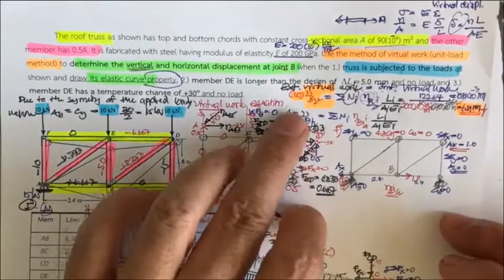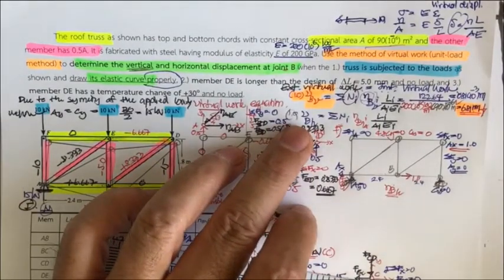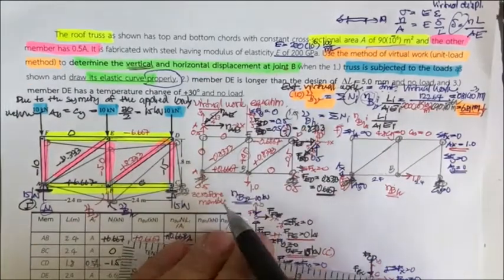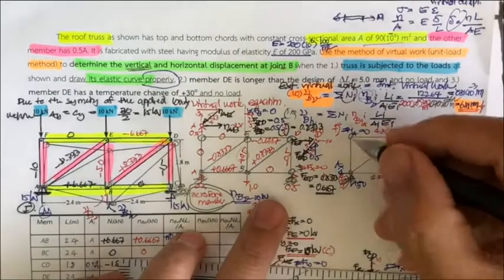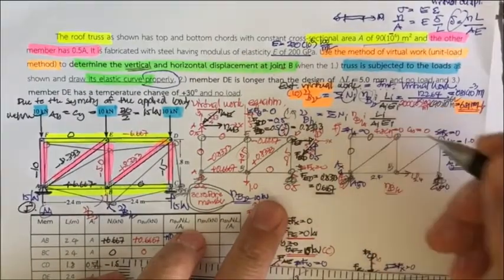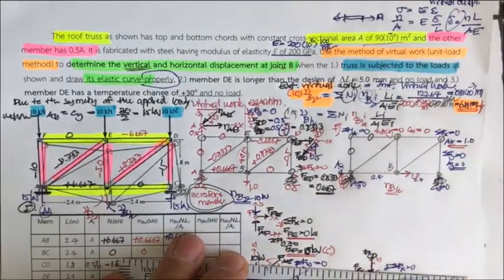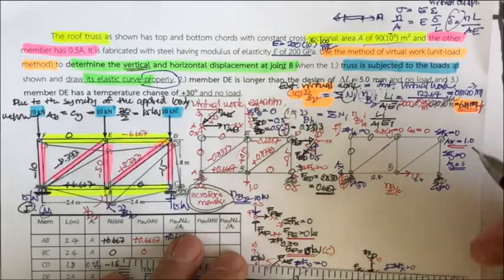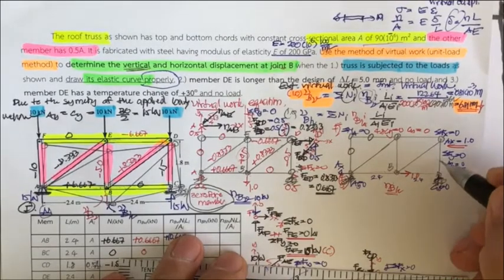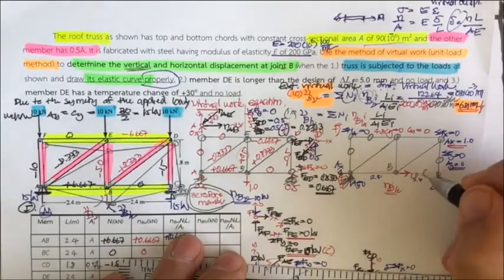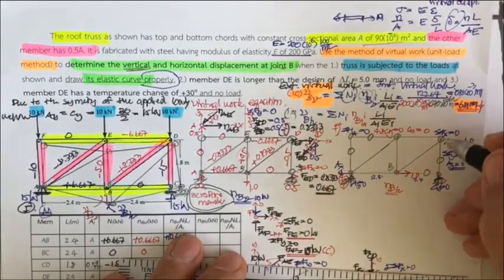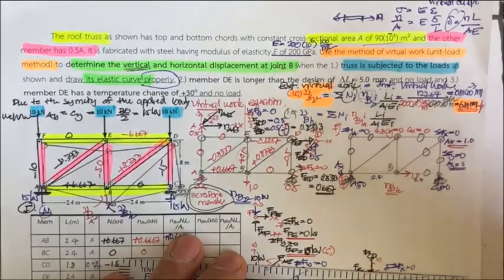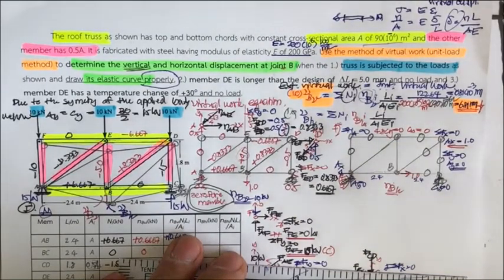When this is zero, you can apply the concept of zero force member. The same concept of zero force member here. And this is going to be zero, zero. Okay, and since this one is zero, this is zero, this is zero. And since there is no force here, if you do summation, this is zero, this is zero.